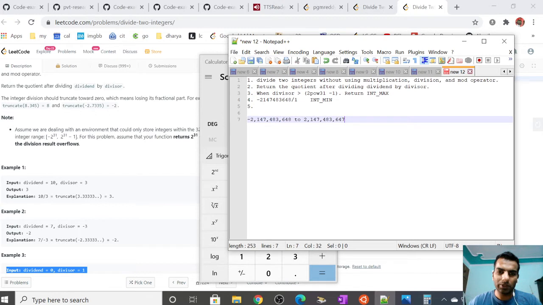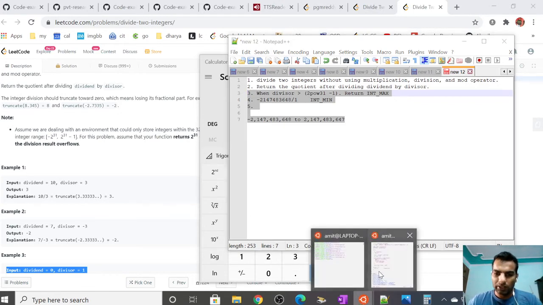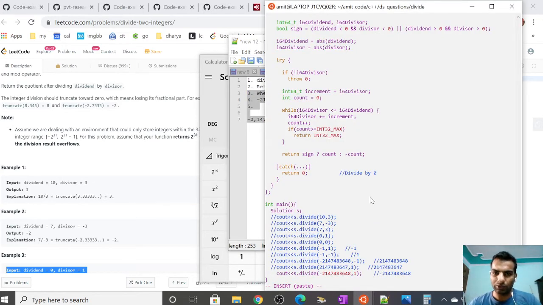So now in our question, if the result is less than the least 32-bit signed integer, then we have to return integer min. And if it is greater than this number, in that case we have to return integer max. So that means we have to just return the boundaries if the answer crosses the boundaries of signed int32. So let's see how I have solved the problem.